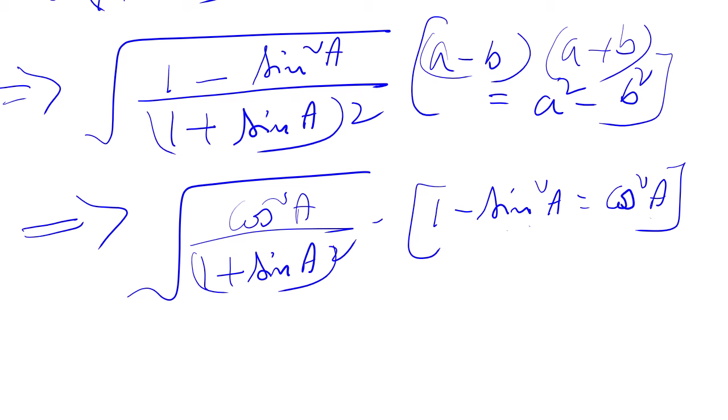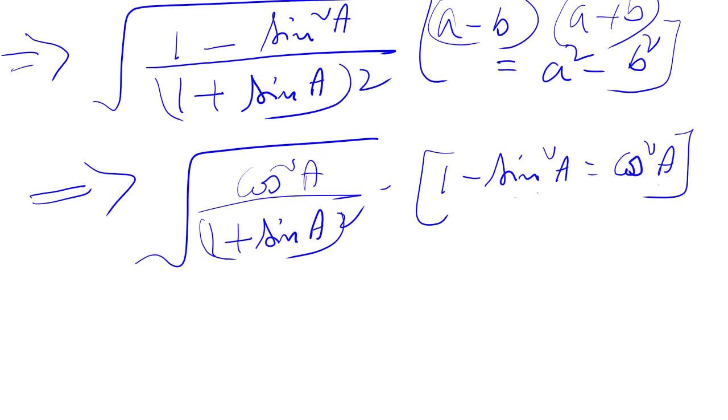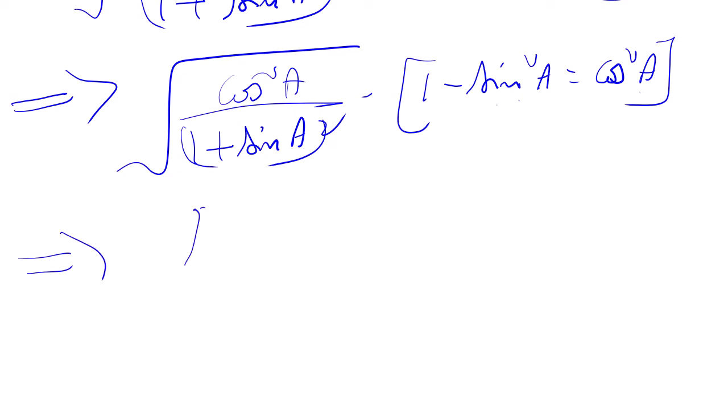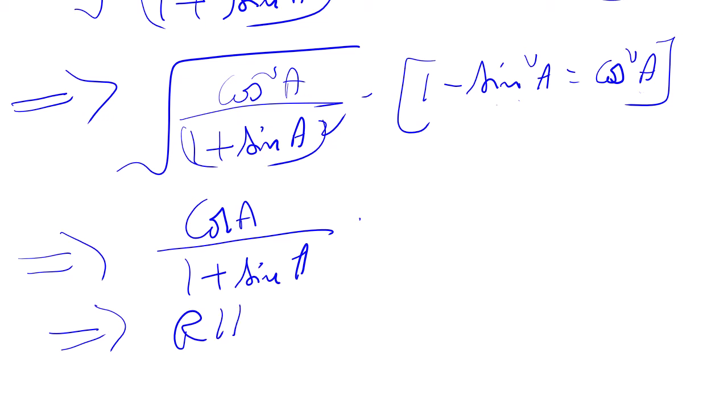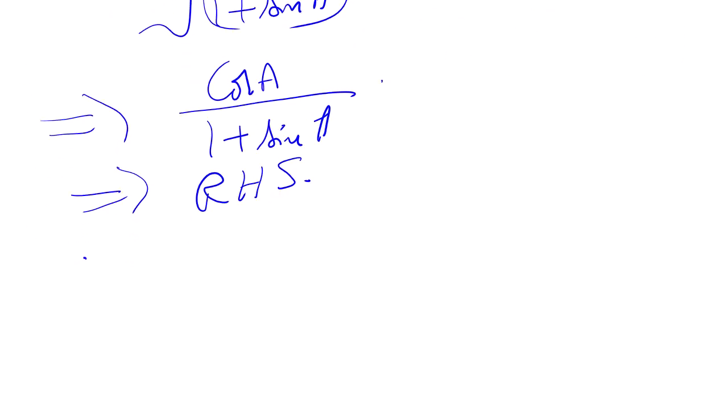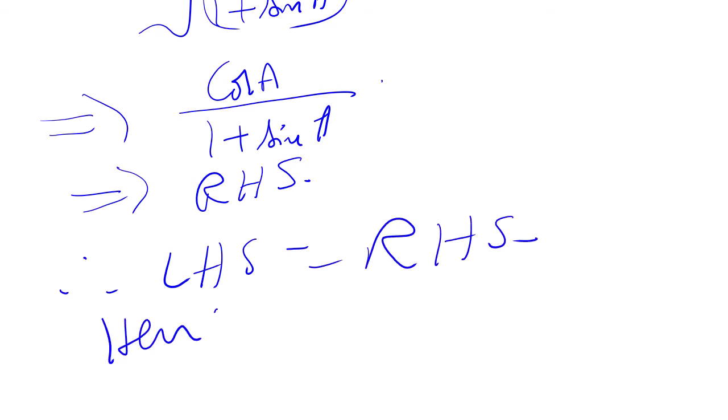So 1 minus sine square a is cos square a. Okay. So now if you remove the square root, this will become cos a upon cos a upon 1 plus sine a. The whole square will go, when you take the square root. So cos a upon 1 plus sine a. That is nothing but this is the RHS, cos a upon 1 plus sine a. Therefore, LHS is equal to RHS, hence proved.